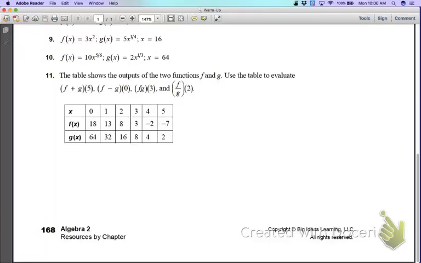With 11, we've got to first figure out what our equations are before we can add, subtract, multiply, and divide. And then figure out what is the value of when x is 5, when it's 0, when it's 3, when it's 2, so on and so forth.